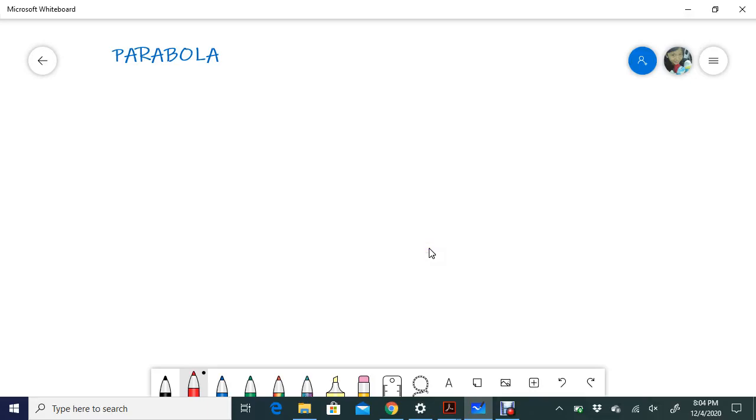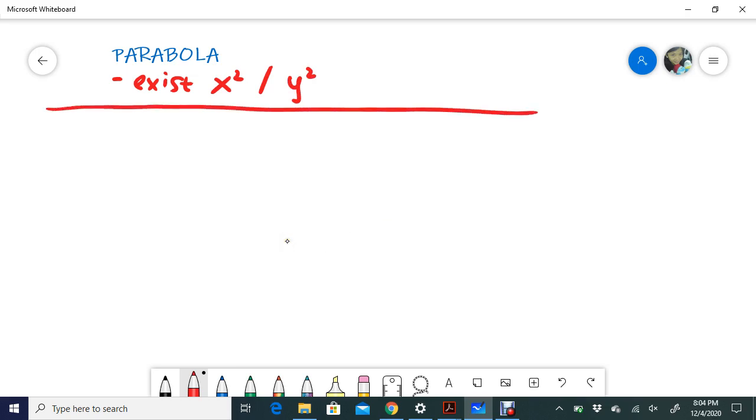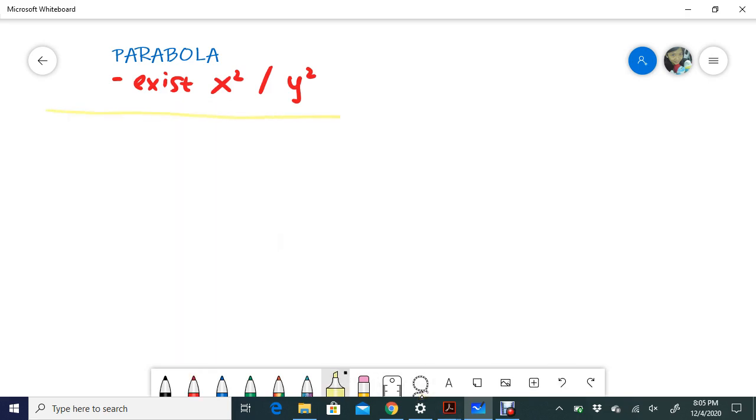Parabola. You must remember, a parabola only has either x squared or y squared. If you have both x squared and y squared in an equation, then that will be a circle. I think this one should be okay, right? So now we just focus on x squared first. Let's keep it simple.